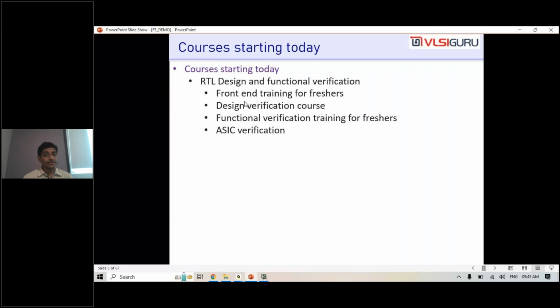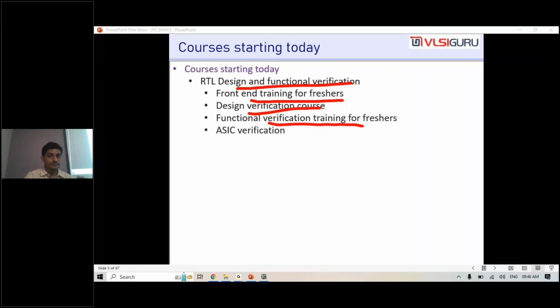The course we'll be doing is the same as what we call the RTL design and functional verification course. It is exactly the same as front end training for freshers, design verification course, functional verification training for freshers, or ASIC verification. All these five are referring to the same course. Someone asks me I want design verification course, someone will ask me I want front end domain course. Both are same.